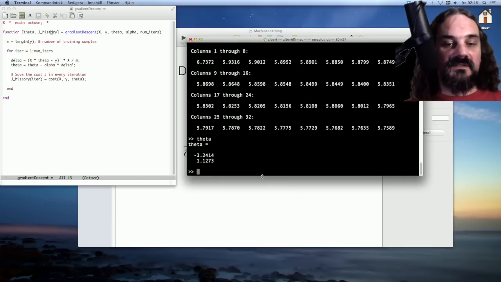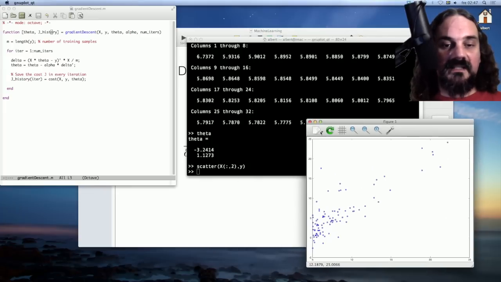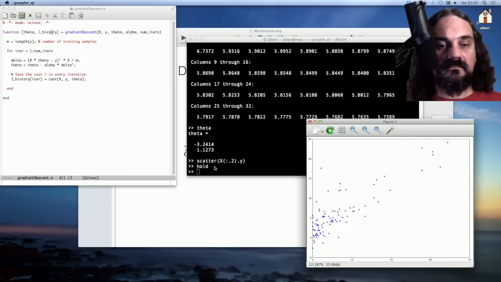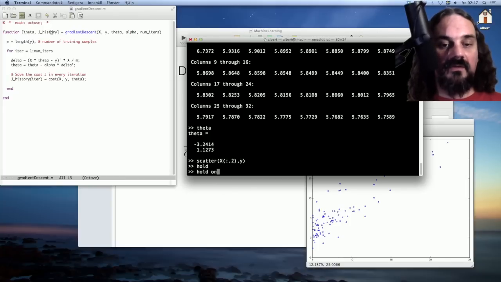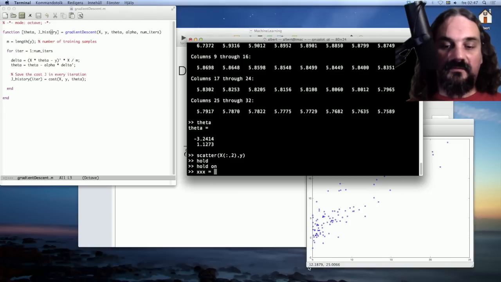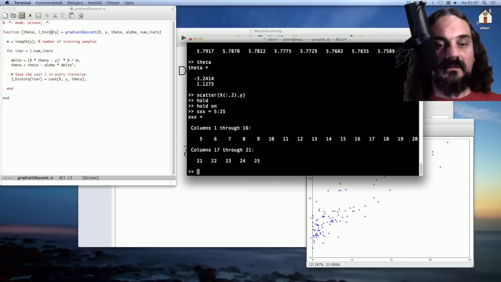I wonder how good is it. Let's do the scatter plot again. And then let's do a line plot here. Let's set x to go from 5 to 25. All right, and plot.